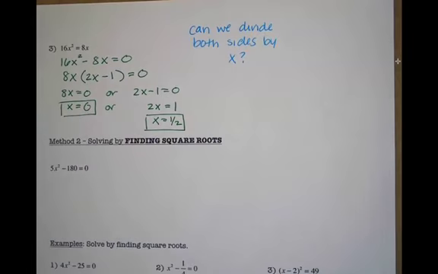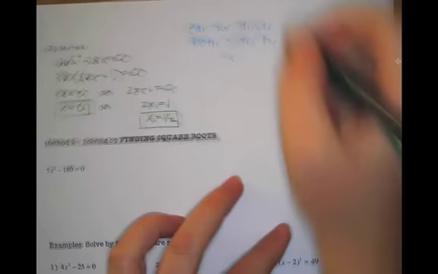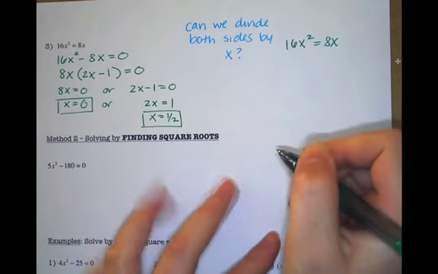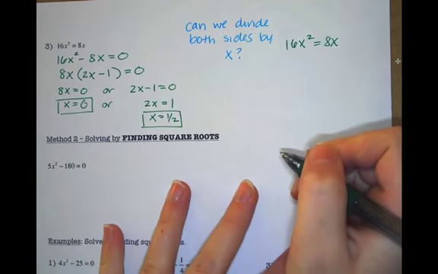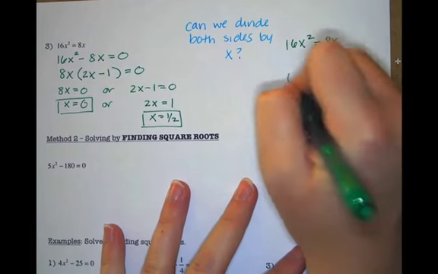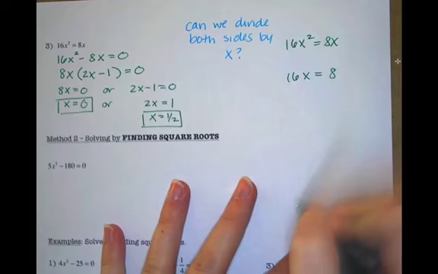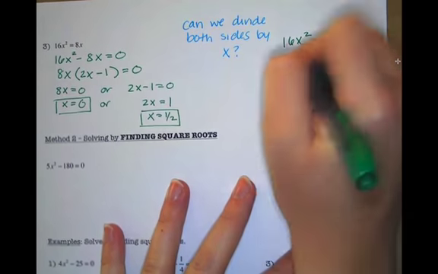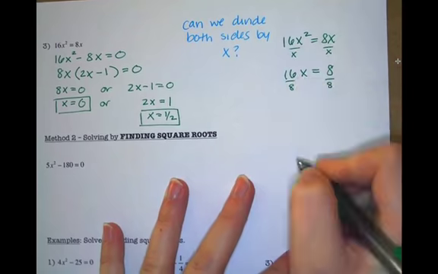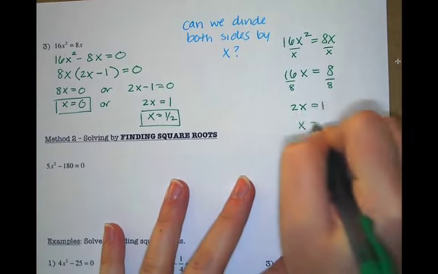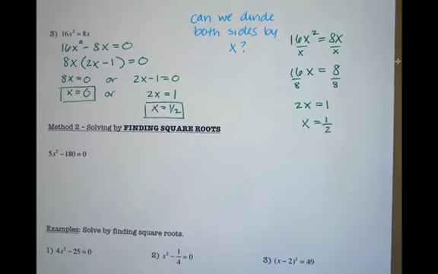Oops, sorry, keep moving that paper around. Okay, so let's try that. So we have 16x squared equals 8x. So if I divide both sides by x, let's do that. So we'll get 16x equals 8. And then if I divide both sides by 8, up here we divide by x. Okay, then we're going to get 2x equals 1. So x equals 1/2.